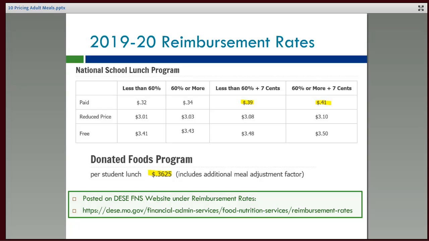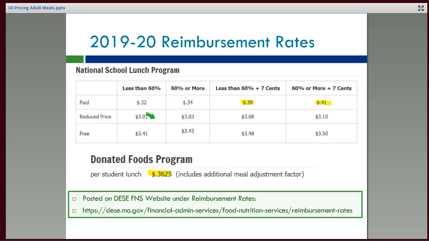These are the 2019-20 reimbursement rates and also the donated foods value. They're located on our website under reimbursement rates. They don't usually get updated until July or August each year, so you'll need to keep an eye out for those every time you're pricing your adult meals.